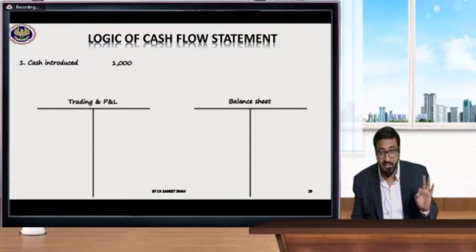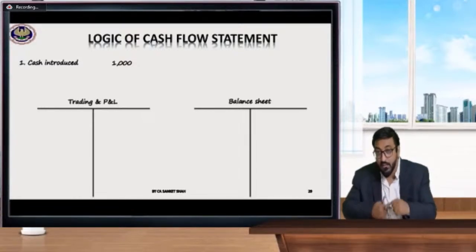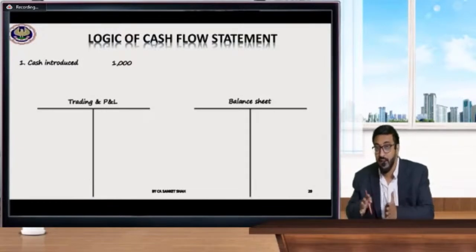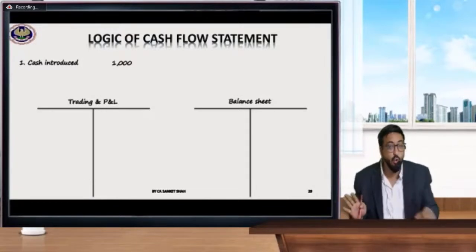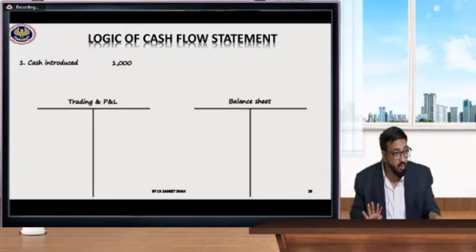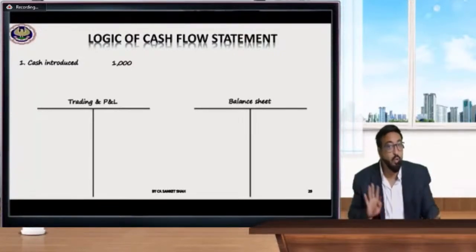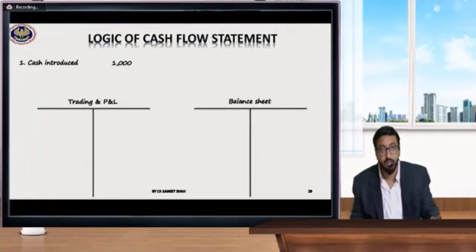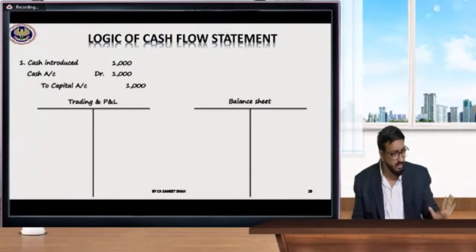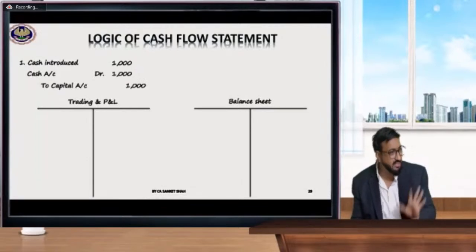Please write it in pencil, because every time you will change this figure. At the end, the balance sheet will be something different. So don't write the balance sheet and trading and P&L account now. Post it afterwards. Now only think how it will look, that you have to understand. Cash introduced. What is the entry? Cash to capital. Cash account 1000 to capital 1000. Please don't get scared now. It's very easy. These are 12 standard entries I'm asking you. So remove the anxiety and nervousness from your mind.